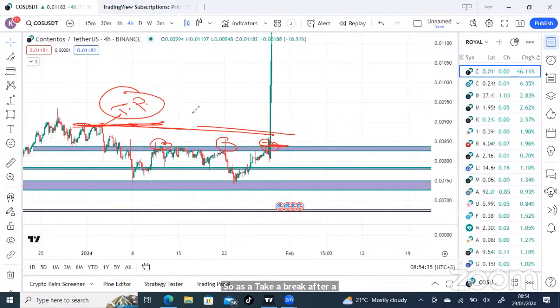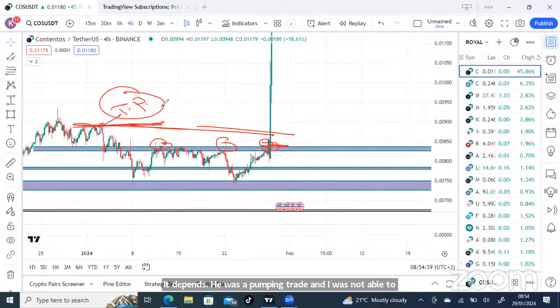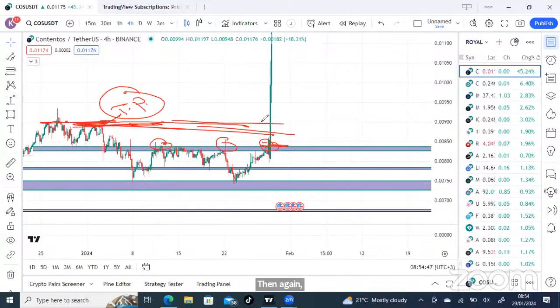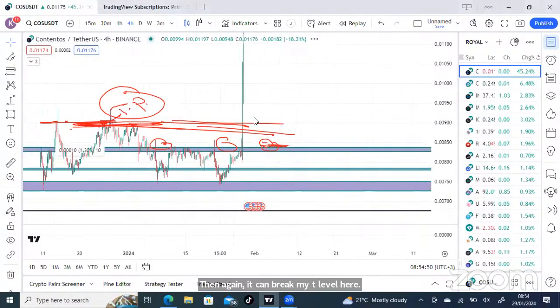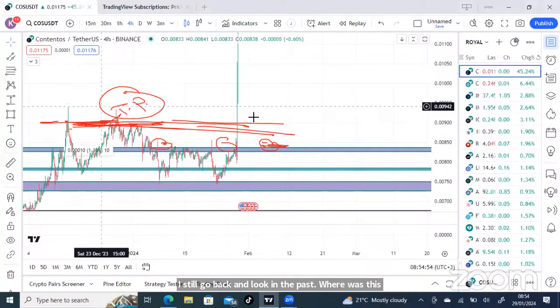It depends. If it was a pumping trade and I was not able to take it, it's okay. I don't die. Then again, it breaks my key level here. I still go back and look in the past. Where was this market resisted? And I take my new profit from here.